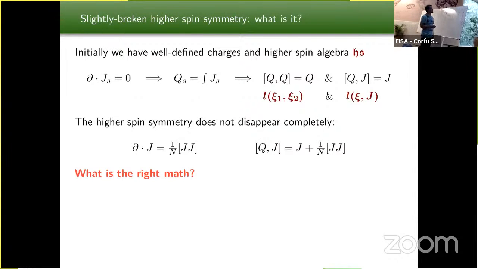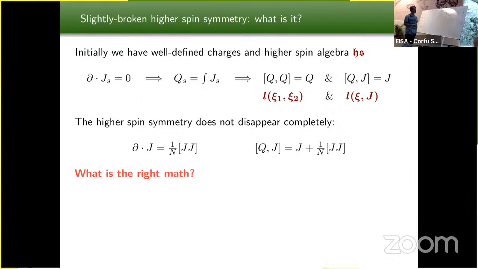So let me just recall what happens when higher spin symmetry is there. So you have conserved tensors, they generate charges, charges form some algebra, and higher spin currents form representation of that algebra. So you have this kind of bilinear maps. So first of all, bracket between two elements in the higher spin algebra, and also action of an element from the higher spin algebra on higher spin current.